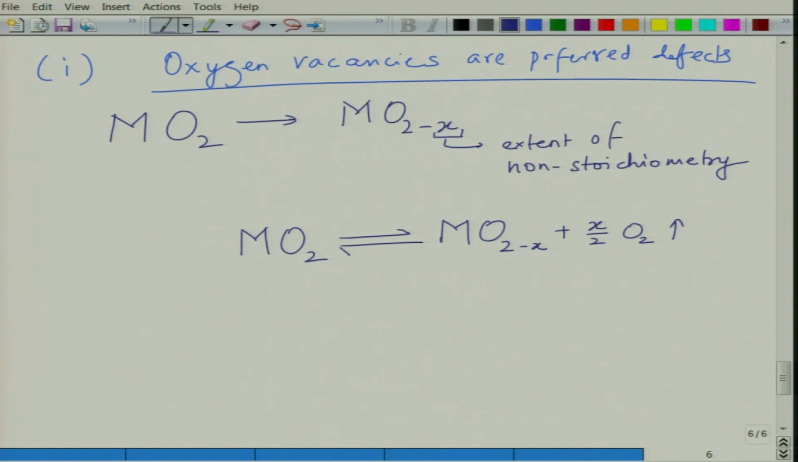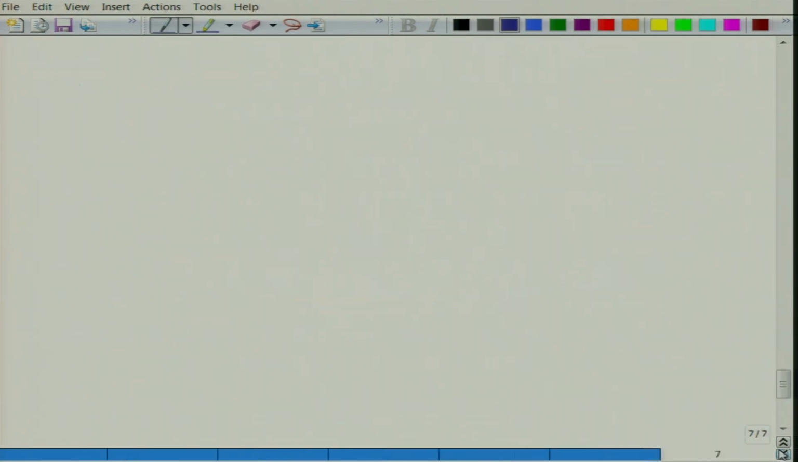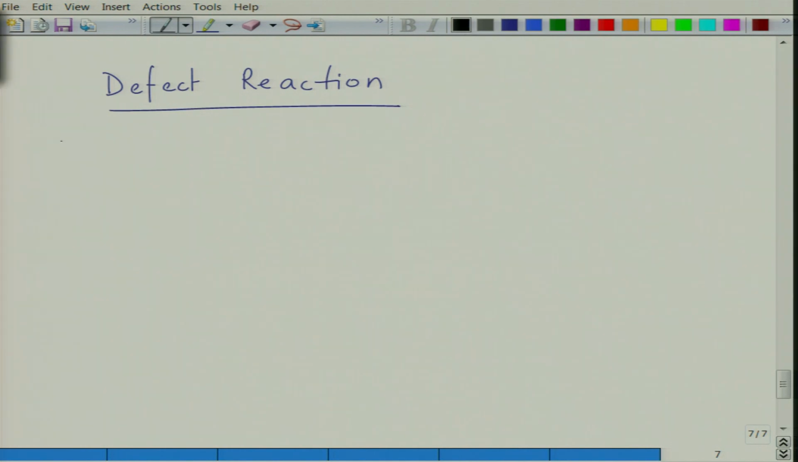Now when this reaction happens, what must happen? You have formed MO2 minus X, which means some oxygen at an oxygen site goes out. So what happens to charge balance, site balance and mass balance? The defect reaction is written in various possibilities. The first possibility is electronic compensation.